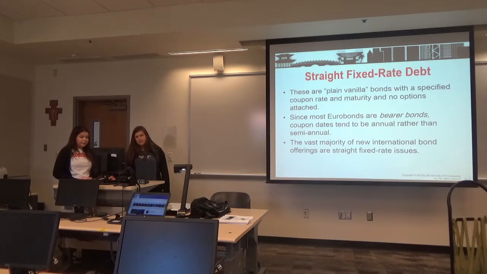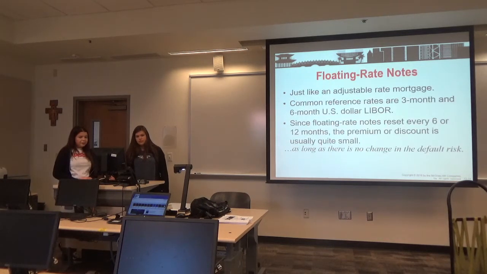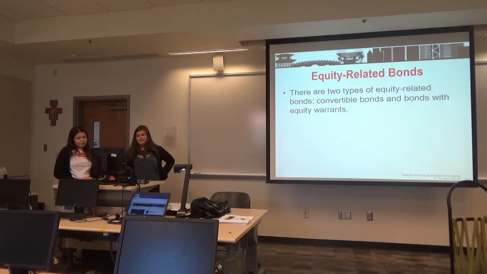Since most eurobonds are bearer bonds, coupon rates tend to be annual rather than semi-annual. Floating rate notes, just like an adjustable rate mortgage, use a common reference rate, a 3-month and 6-month US dollar rate. Since floating rate notes reset every 6 or 12 months, the premium or discount is usually quite small, as long as there's no change in default risk.